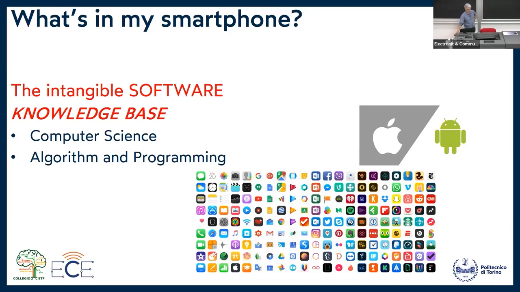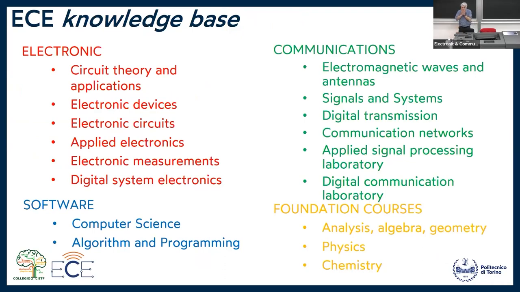Okay, now if you put everything together, we have the electronics, which is in red, we have the communication, which is in green, you have the bit of software, and clearly you need also to know math, physics, chemistry, so fundamentals. Now you put everything together, you have an electronic and communication engineering course, and that's what ECE stands for.